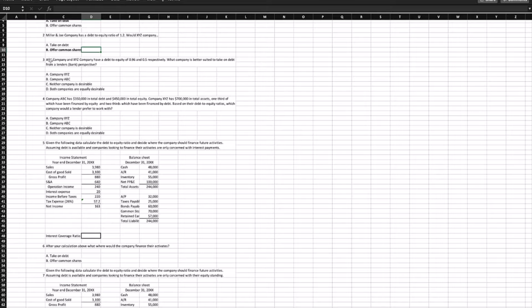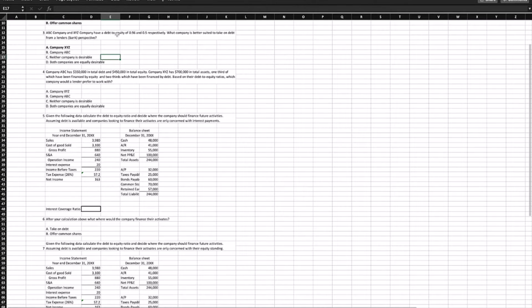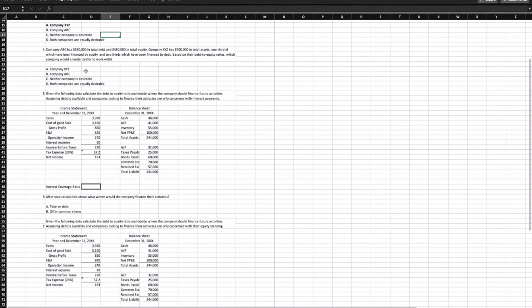Number 3, ABC company and XYZ company have a debt to equity ratio of 0.96 and 0.5 respectively. What company is better suited to take on debt? So in this example, the lower that this ratio is, the better. So we'd go ahead and say that XYZ company should take it on because their ratio is lower. So they have less debt per equity.